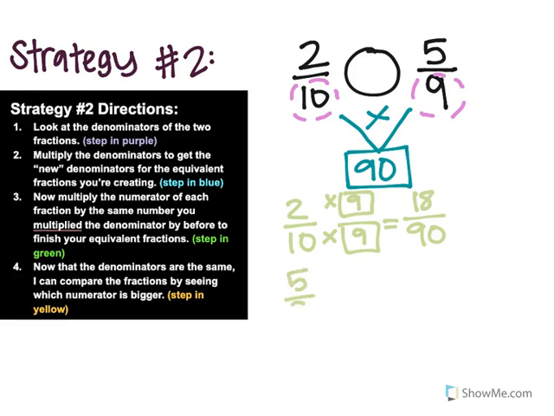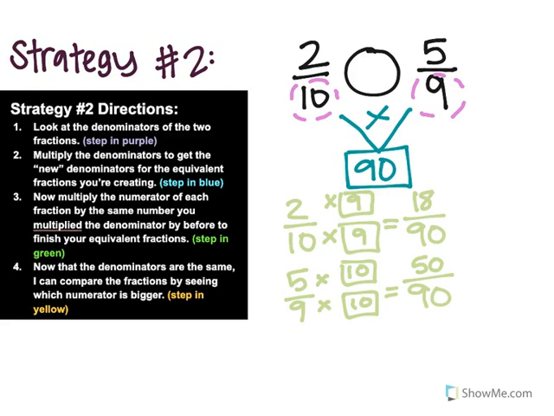Now my next one, I have 5/9. I need to multiply it by something to get to 90. And I know that would be by 10. And if I do it to my denominator, I also have to do it to my numerator. I want to stress that. If you multiply anything by the denominator, you also have to do it to the numerator. So 5 times 10 is 50. So I move those down.